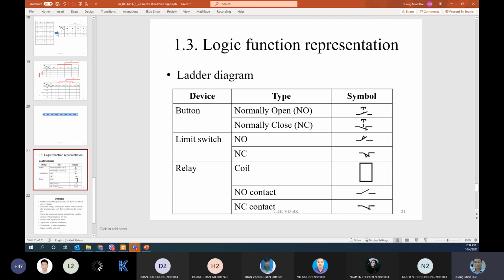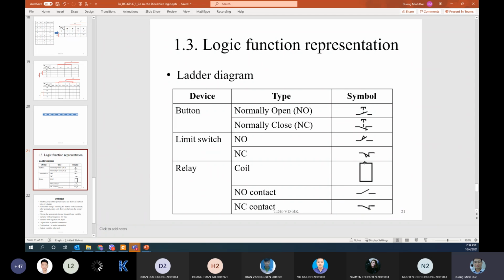Before we go to the detail of the ladder diagram, let's study some symbols and devices that are used to represent the logical function. As you may know, the logical function has two values, 0 and 1. So in order to represent a logical variable, we choose some physical component that also has two states.